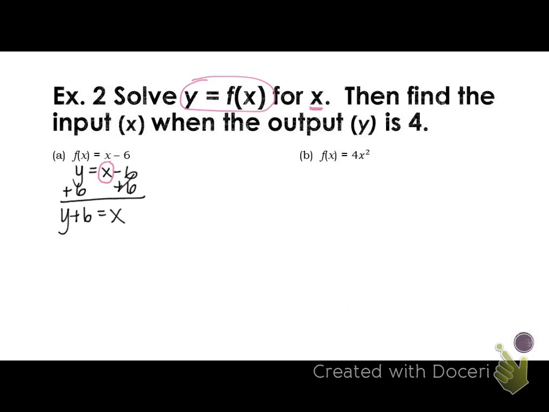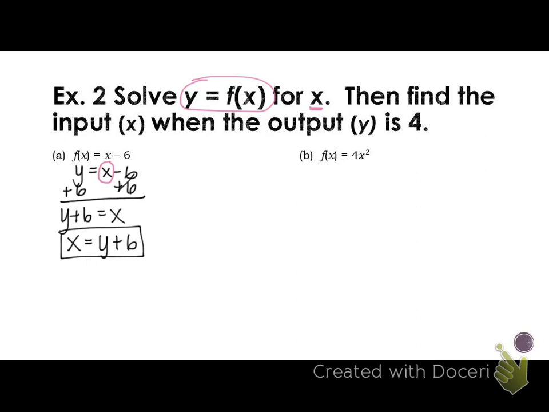Now, you know me, I like the variable that I have isolated on the left side. So I'm just going to rewrite this and put the x on the left and the y plus 6 on the right. And I'm going to box this in because that's the first thing they've asked me to do. They've asked me to solve for x.